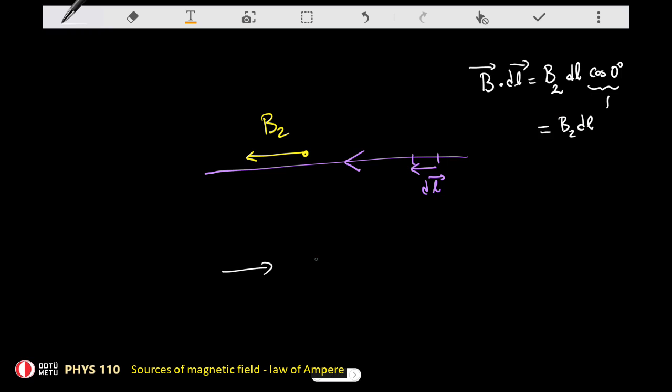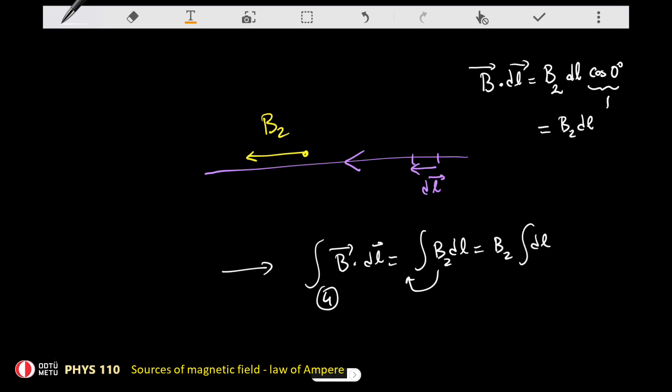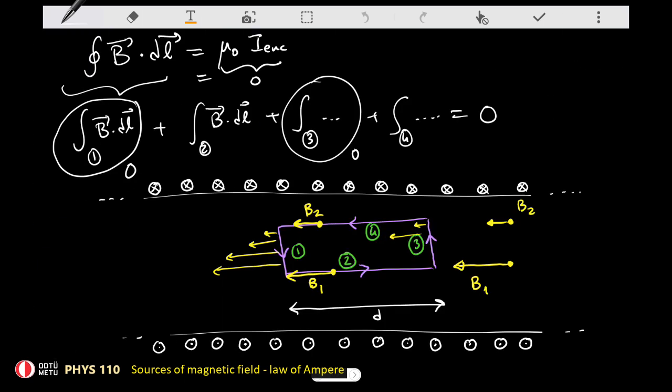So therefore, on that side, on side 4, the integral of B dot dl is the integral of B2 times dl. Since B2 is constant, I can take it out. So therefore, this is the length of that segment. And I have said that the length of the long side is d. So therefore, we get B2d from this integral. All right, let's come back. So therefore, this integral is equal to B2d.